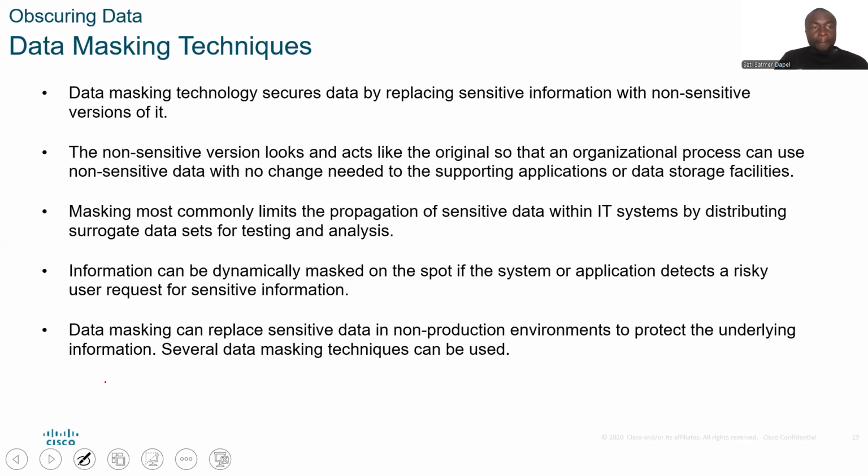Obscuring our data. Data masking techniques. Data masking technologies secure data by replacing sensitive information with a non-sensitive version of it. The non-sensitive version looks and acts like the original so that an organizational process can use the non-sensitive data.